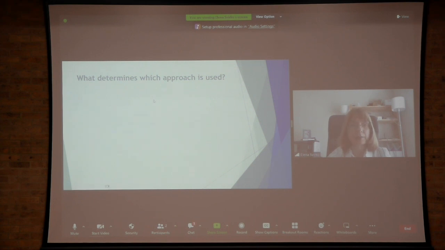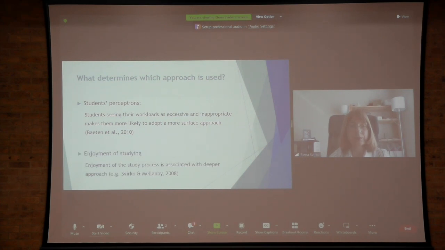Entwistle and colleagues did an extensive literature review, and they concluded that it's actually students' perceptions of situational factors that are the most important. So students seeing the workloads as excessive and inappropriate might be more likely to adopt a more surface approach. Another interesting factor is enjoyment of study. Enjoyment of the study process is associated with a deeper approach.